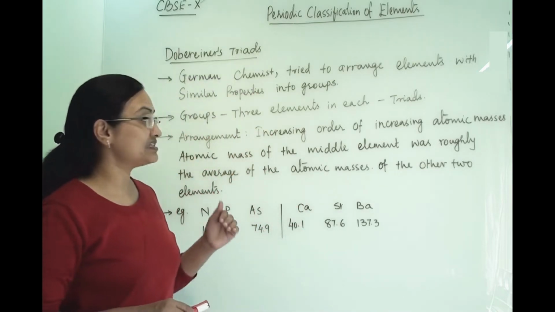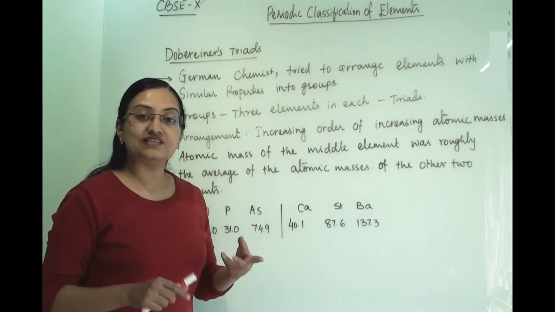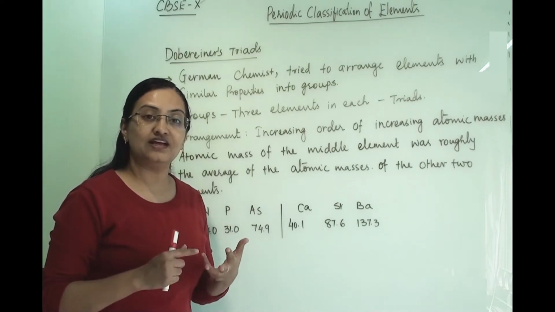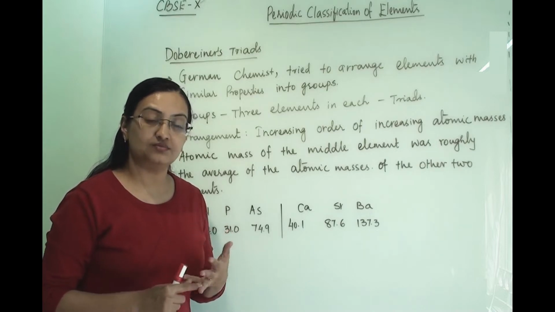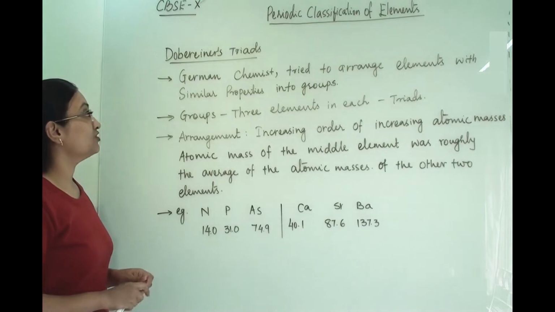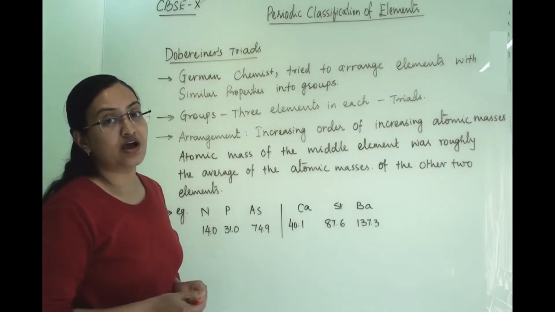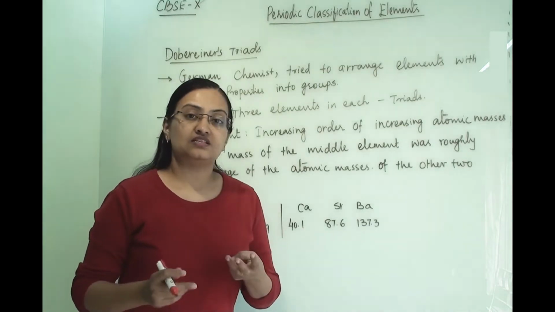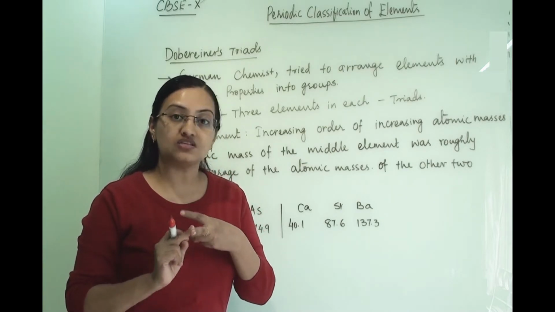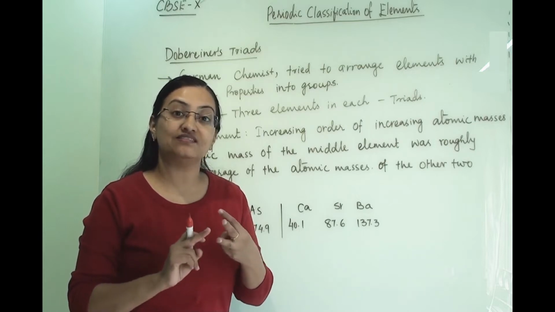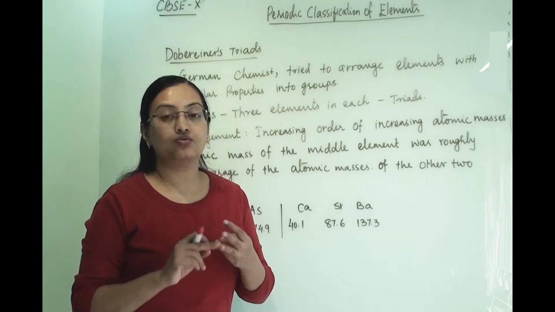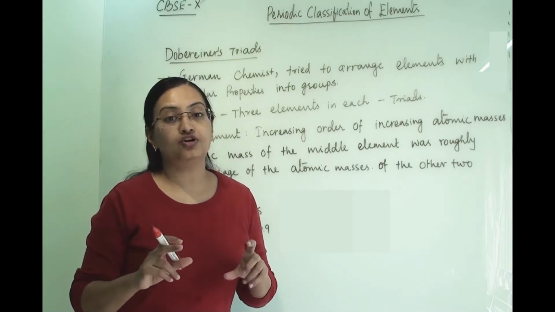So we will study this from 4 scientists. First is Döbereiner's triad, then Newlands' Law of Octaves, then Mendeleev's periodic table, and the last, the modern periodic table. Here we are starting with Döbereiner's triad. In this you have to study 3 things. First, how he arranged the elements. Second, the concept behind his arrangement. And third, what the limitations of his arrangement for the periodic table are.